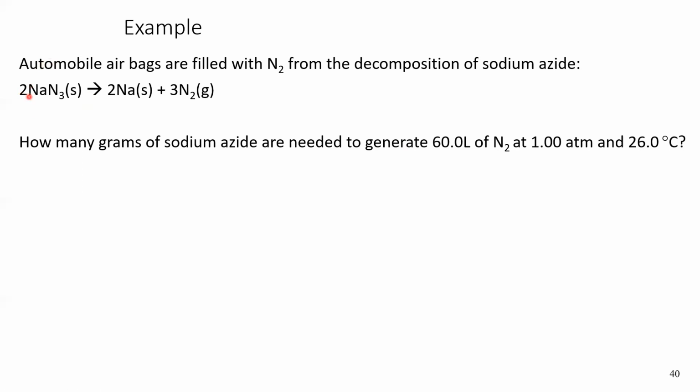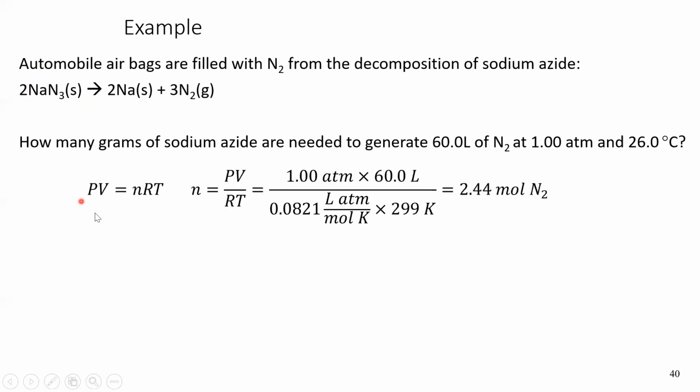So let's look at the first part. We've got our PV equals nRT. Okay, here's our ideal gas law equation. We're going to solve for the number of moles of nitrogen gas by dividing by R and T. So we've got P times V over R times T. Okay, we're going to change our temperature to Kelvin so our units are consistent. We're going to get 2.44 moles of nitrogen gas.